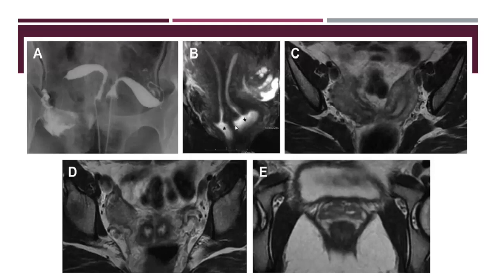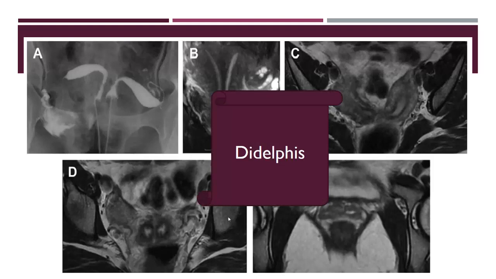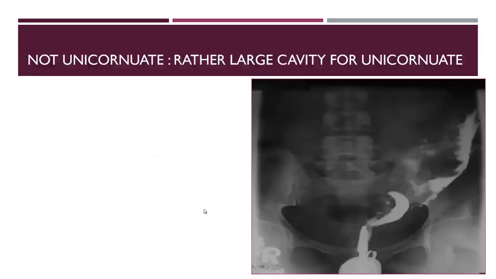Here the vagina is better delineated by gel or saline during doing an MRI. So this is didelphys. This is the axial part of the cervix showing two cervices and two vaginas. So this is didelphys. Is it unicornuate uterus? No, it is not unicornuate uterus because it has a large cavity, more than a unicornuate uterus.